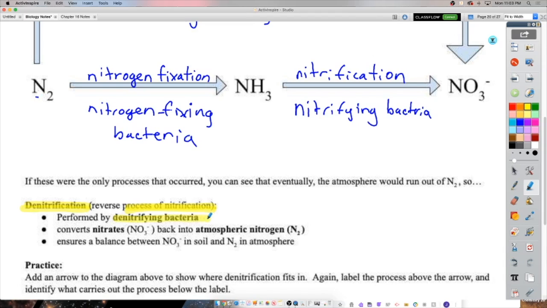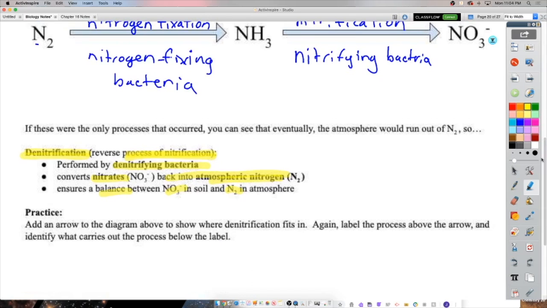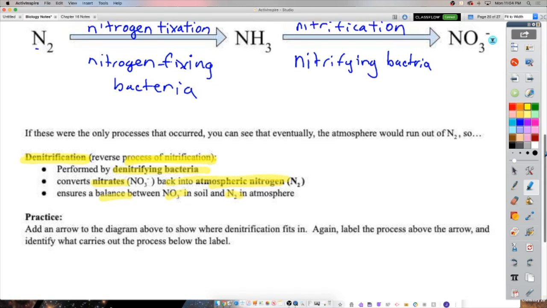And so this converts nitrates back into atmospheric nitrogen. This allows the N2 to not just run out, right? There's a balance between the nitrates and the nitrogen in our atmosphere. So it asks us here to add an arrow to the diagram above to show where denitrification fits in. Again, label the process above the arrow and identify what carries it out below the label.